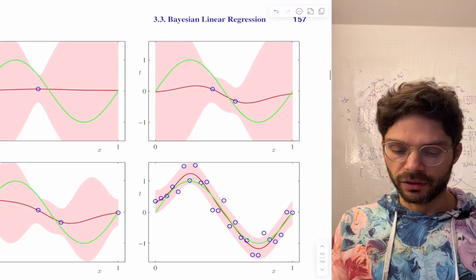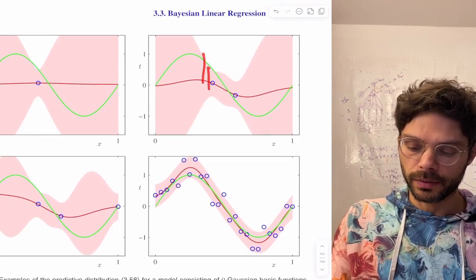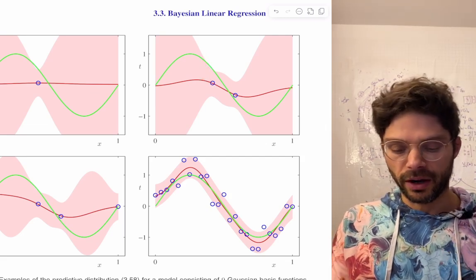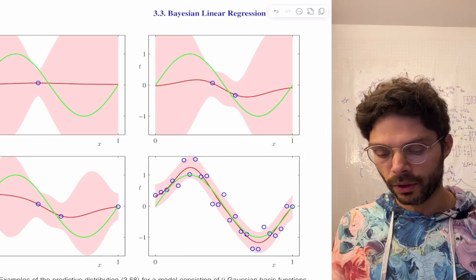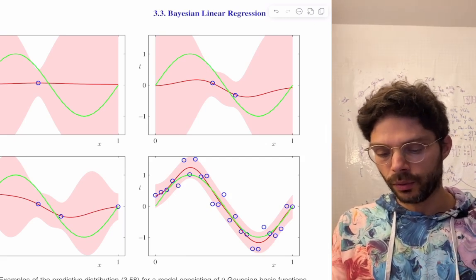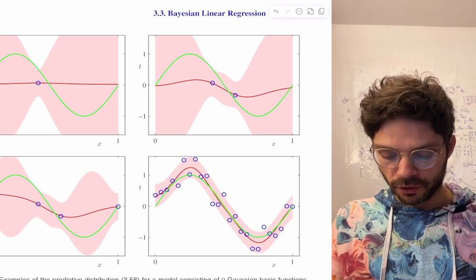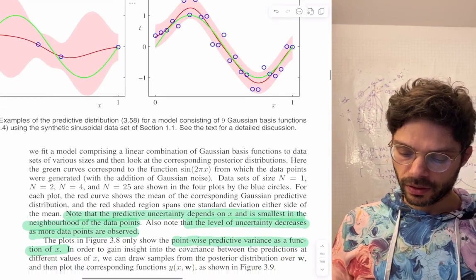And so here's what that looks like for different points. You notice that on average, the variance at each point is lowest around data points. It doesn't always have to be the case, but it will often be the case if the points are farther apart than the features you're using. And that's what we saw there.